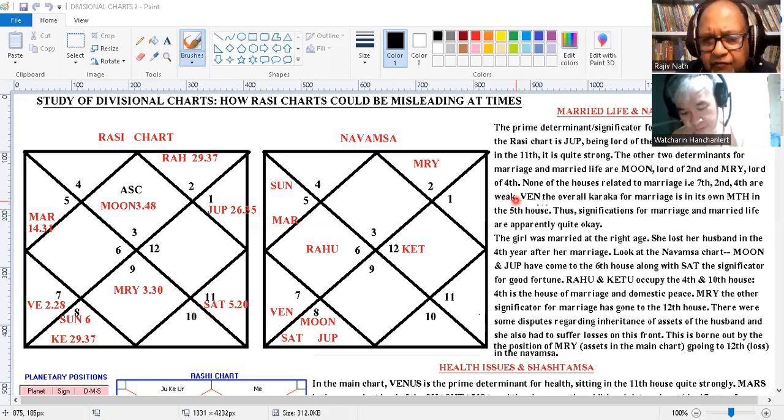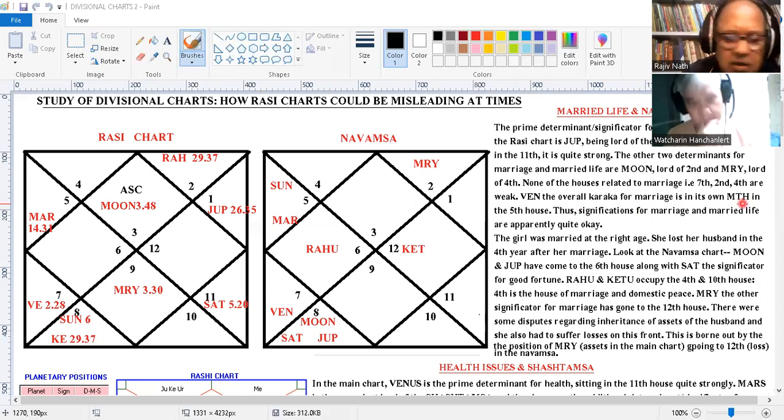Now Venus, the overall Karaka, meaning significator. Karaka is a Hindi word. Venus, the overall Karaka or significator for marriage in any horoscope, is in its own Mool Trikona house. You can see that in the fifth house. So again, it is a well-placed, strong planet. Thus, significations for marriage and married life are apparently quite okay.